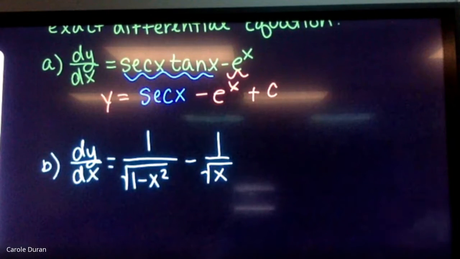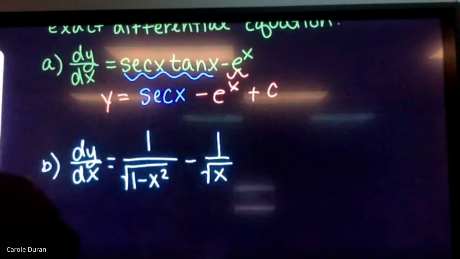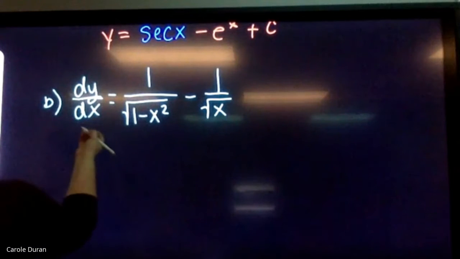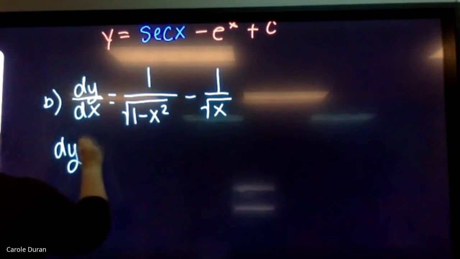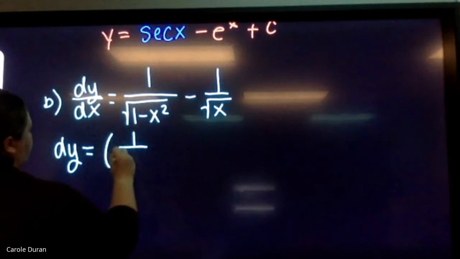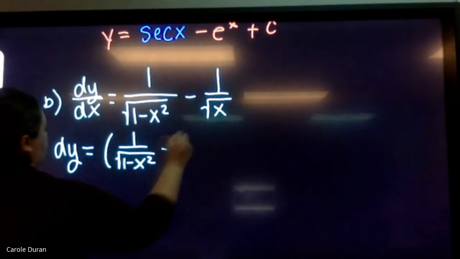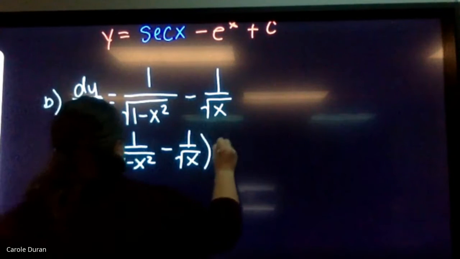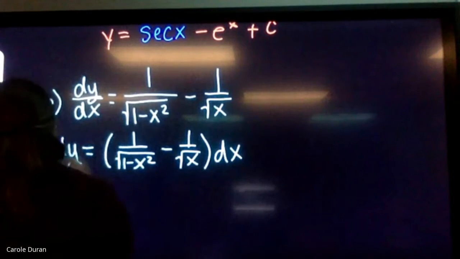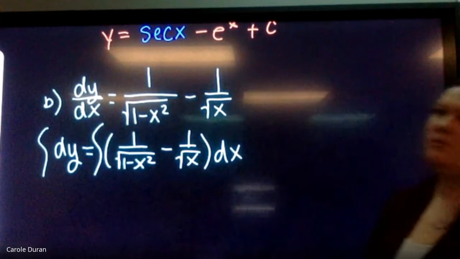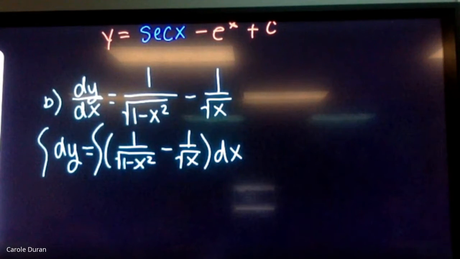So given this derivative, I would like to find the general antiderivative. Of course, if you want to formally write this out, this is the same as dy equals dx, and then we can integrate both sides. But it's all the same thing. We're just taking the antiderivative of that entire function. So do that on your own. Take the antiderivative of that.